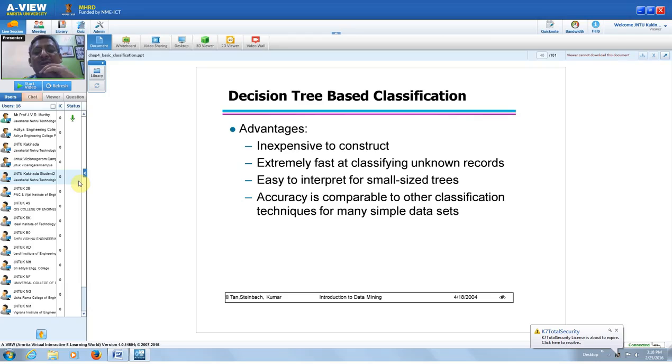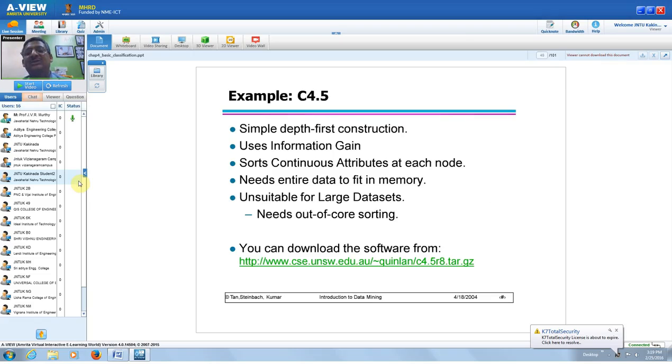Now, what are the advantages of your decision tree? Inexpensive to construct, this is one thing. Extremely fast at classifying unknown records. Easy to interpret for small-sized trees. Interpretation is very easy. Accuracy is comparable to other classification techniques for many simple data sets. This works out well for low dimensionality, and the accuracy is really comparable. But in practice, compared to the decision tree, the Bayesian classifier is considered to be a better classifier in many applications.